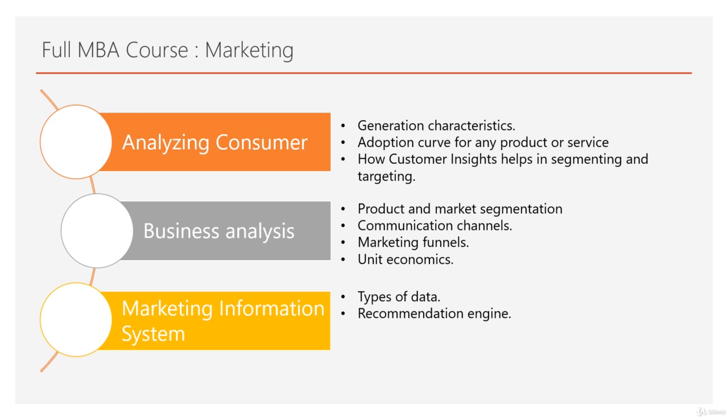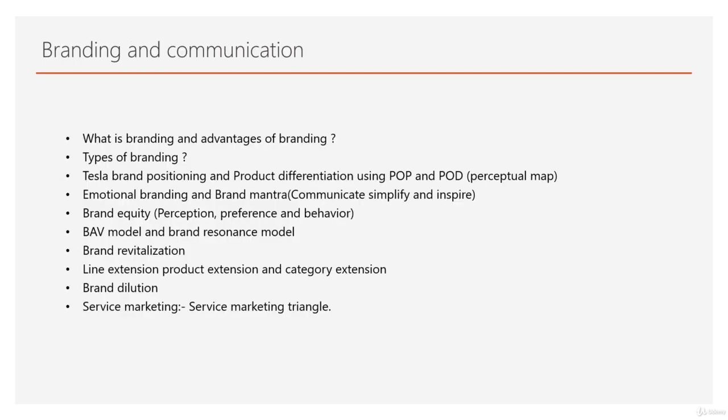And in the third section of branding and communication, we will start our journey with very basic branding concepts like what is branding, what are the advantages of branding, and how many types of branding there are. And we will also learn about brand positioning, product differentiation using point of parity and point of difference. And to simplify the perceptual map, we will take an example of Tesla, where we will understand how Tesla is able to create a point of difference.